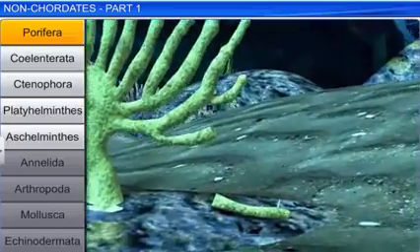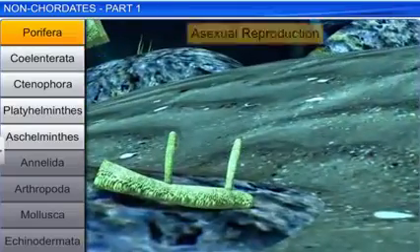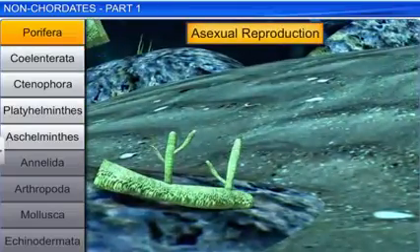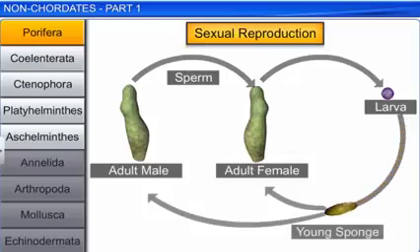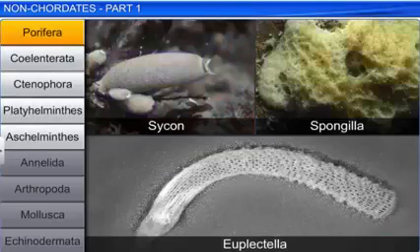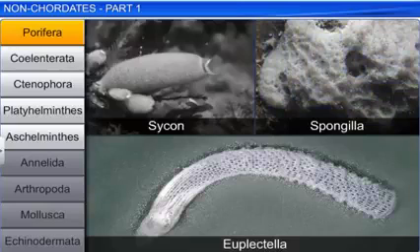Sponges are hermaphrodite, and they reproduce asexually by fragmentation as well as sexually by formation of gametes. In sponges, fertilization is internal with indirect development. Sycon, spongilla, and euplectella are some common examples of sponges.